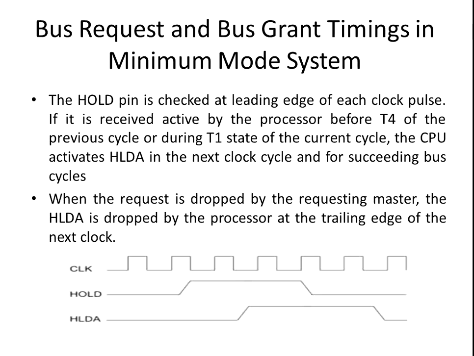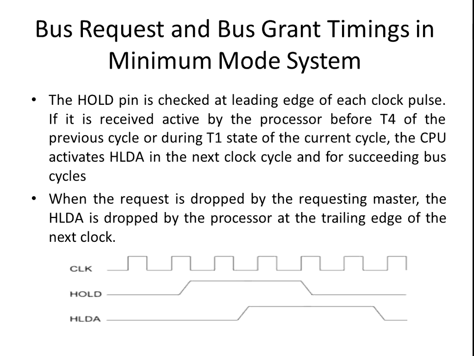Now we can discuss the bus request and bus grant timing in a minimum mode system. So the HOLD pin is checked at the end of each bus cycle. If it is received active by the processor before T4 of the previous cycle or during T1 of the current cycle, the CPU will activate HLDA, that is hold acknowledge, in the next clock cycle and for the succeeding bus cycle, and the bus will be given to another requesting master.